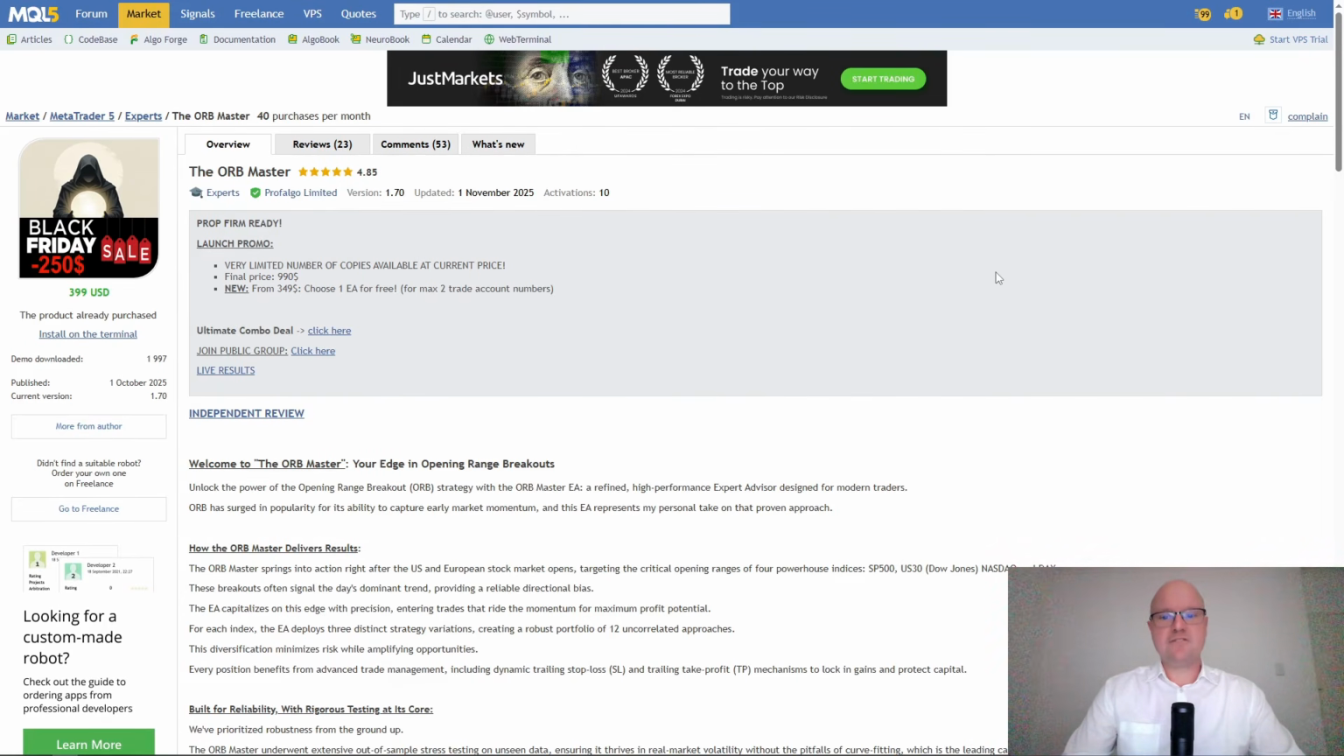Now if we dive into some more information about the ORB Master, it uses an open range breakout strategy on 4 major indexes. These include the S&P 500, the US 30 or Dow Jones, the NASDAQ, as well as the German 30 or 40, which is called the DAX. Now what typically happens is that these open range breakouts determine the trend of the day, and the EA uses 12 different strategy approaches combined into one fully automated expert advisor.